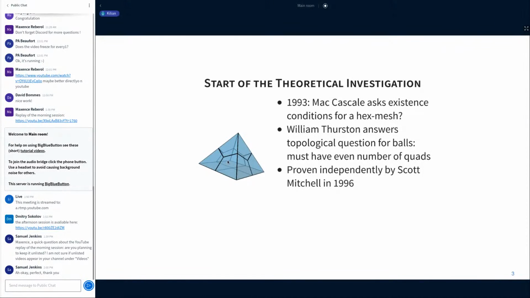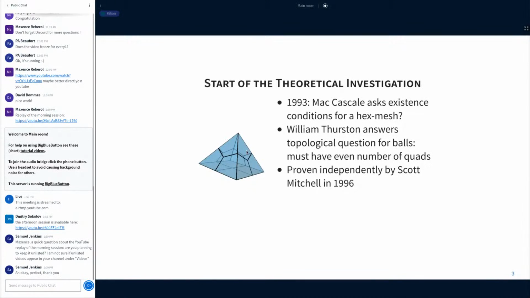All of the problems that relate to the existence of a topological mesh come down to the fact that a hexahedron has an even number of faces and a quad has an even number of edges. So you can't have odd numbers of things, otherwise you can't fill those constraints using hex and quads.